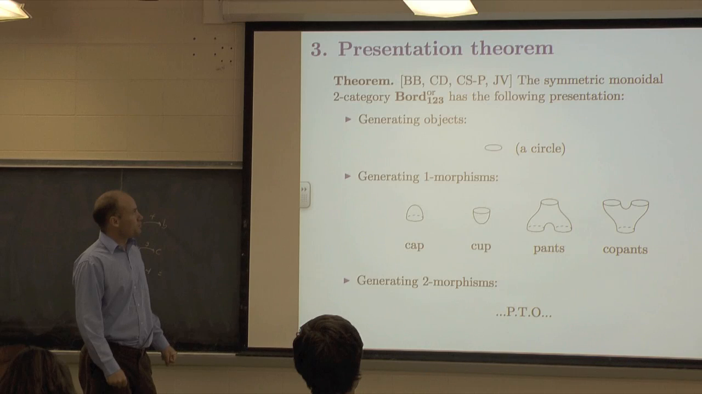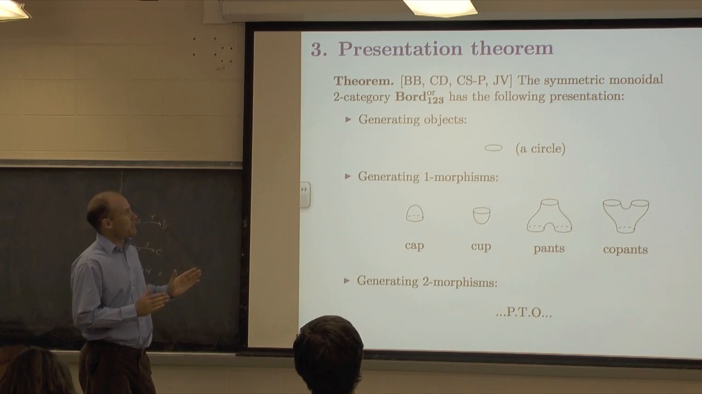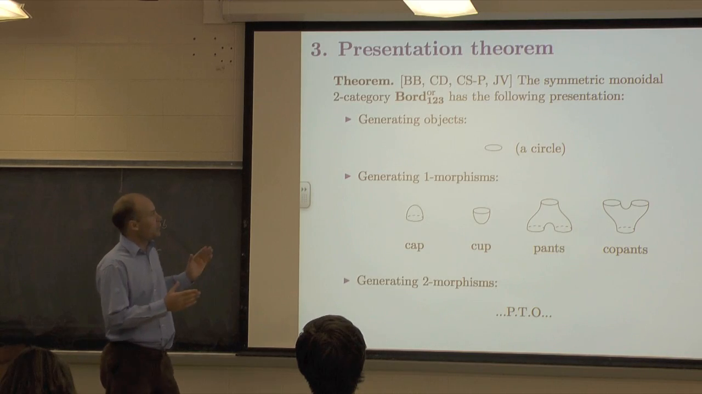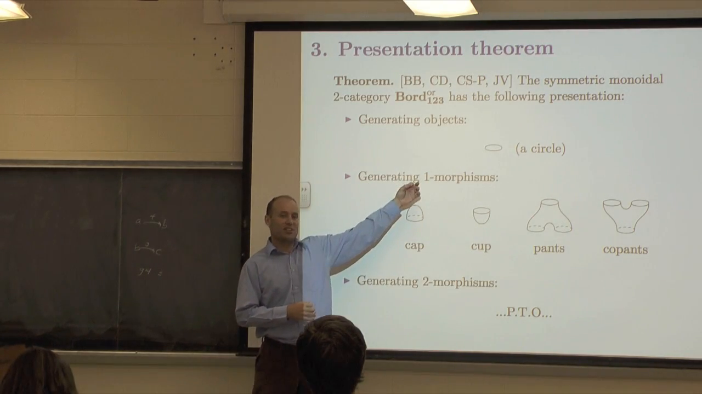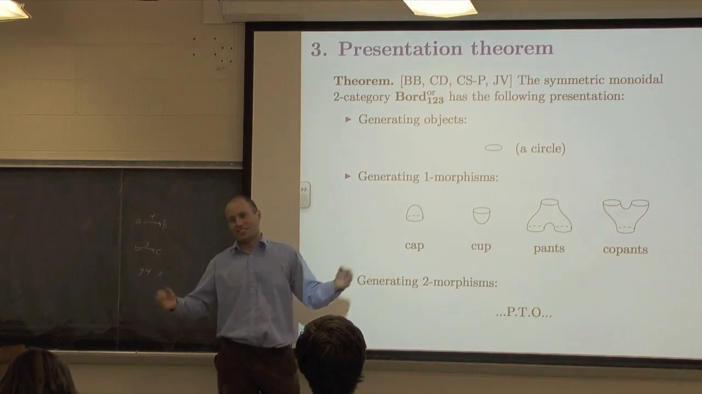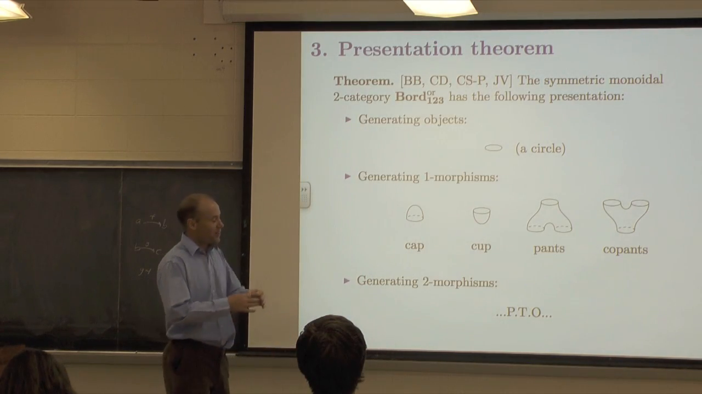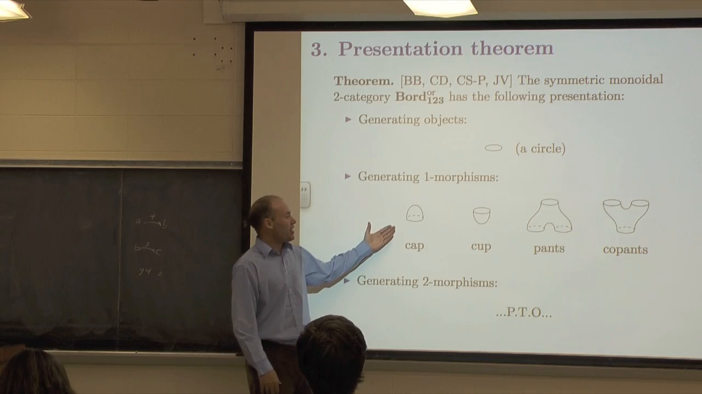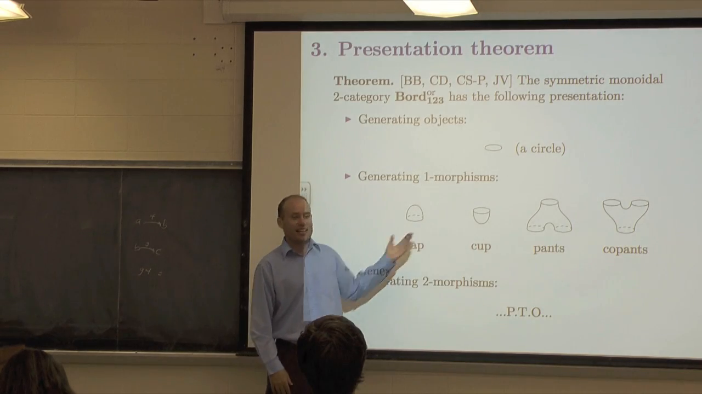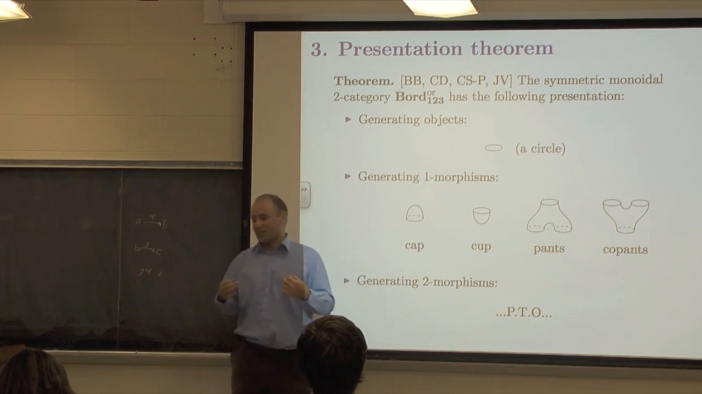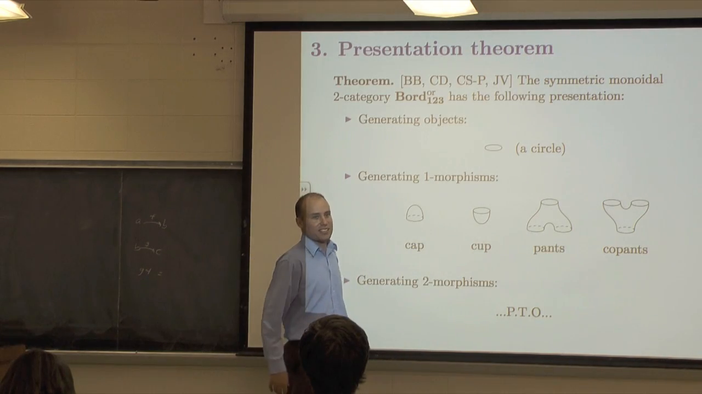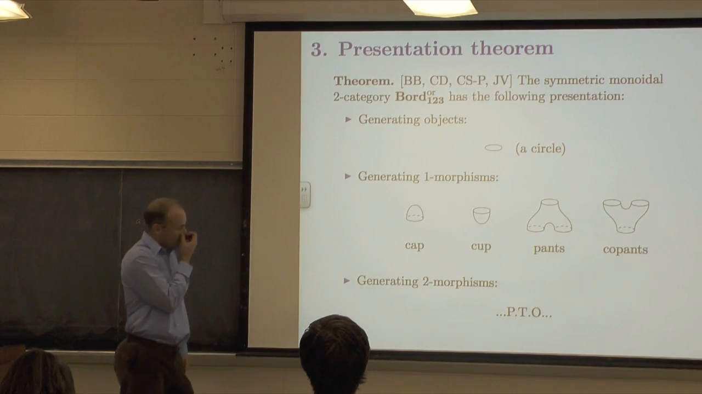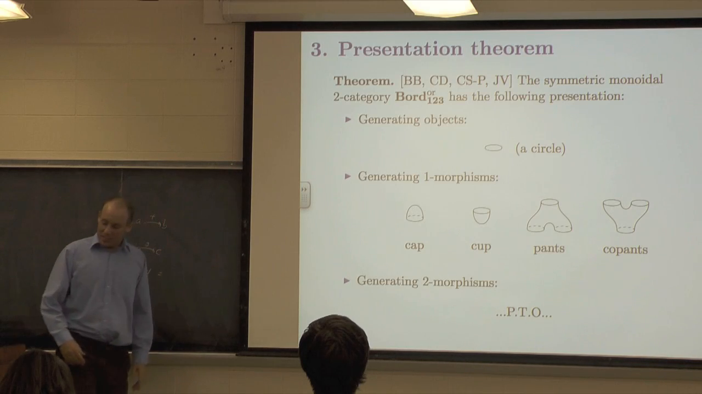Okay, so the first theorem I'll outline here: I'll give a presentation for this cobordism 2 category. So we're saying here are the generators. The generating object is a circle. That's obvious, right? Every 1-manifold is a disjoint union of circles. The generating 1 morphisms are these guys here, and that's also obvious. Every oriented surface can be built up by gluing these guys together, and disjoint unions of them. Generating 2 morphisms.